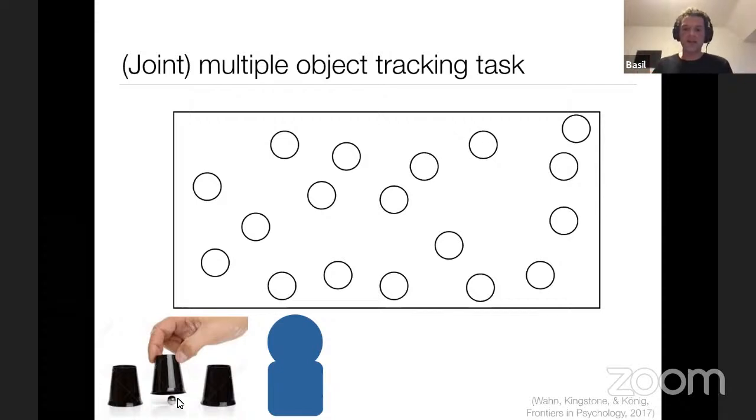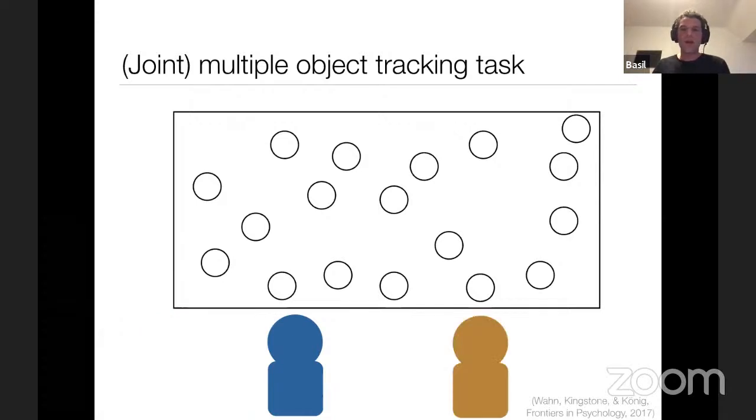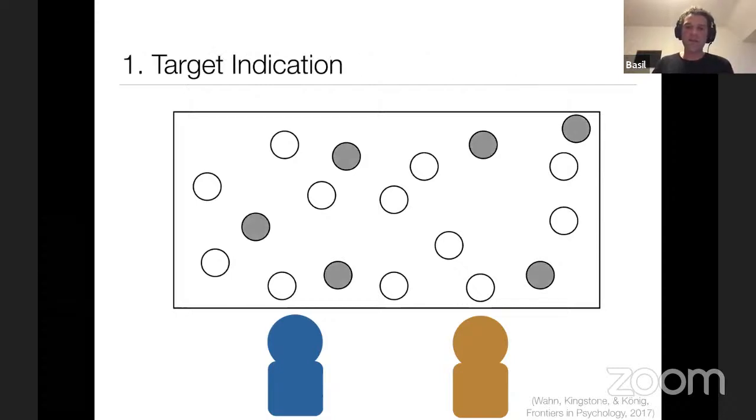This multiple object tracking task has been investigated a lot for individuals, but here we investigated it in a joint case, so in a collaborative case. And we did this in this first study in the following way. Participants would first see target indications. These are the marbles, and there were always 6.